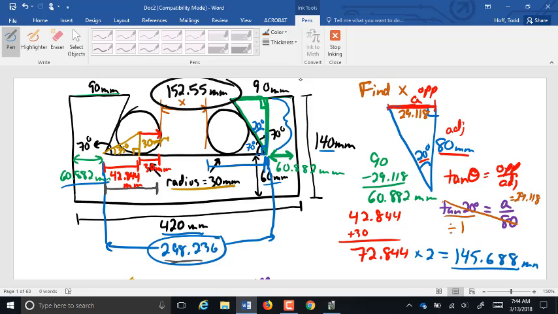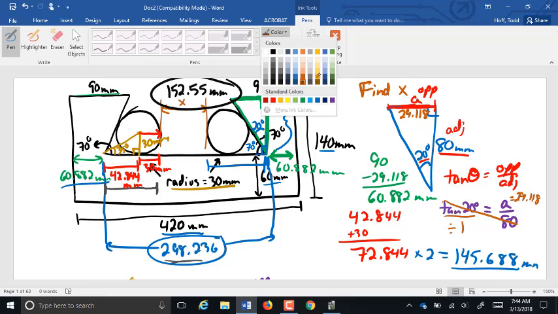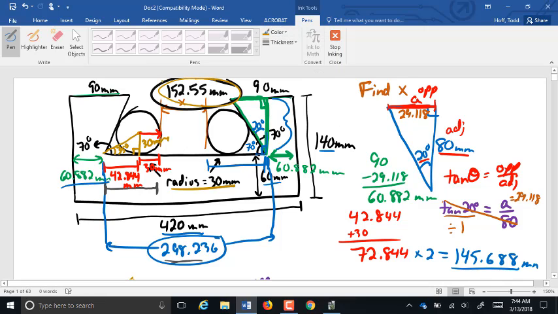Any questions on how we got that 152.55 millimeters? Now, I realize you might be looking at that thinking, that's not that difficult, but I don't know if I could figure that out on my own.